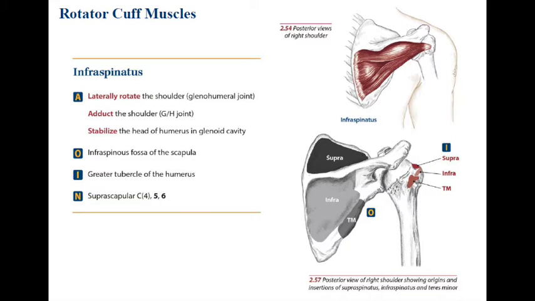Infraspinatus originates infraspinous fossa of the scapula. Inserts: greater tubercle of the humerus. Actions: laterally rotate the shoulder, adduct the shoulder, stabilize the head of humerus in glenoid cavity.